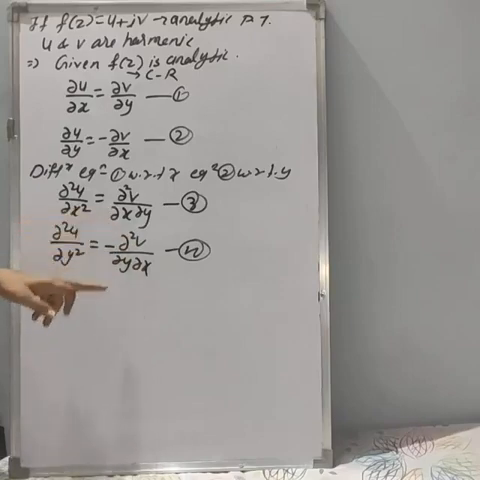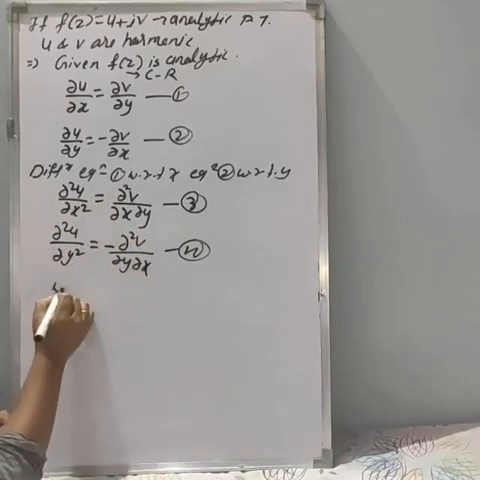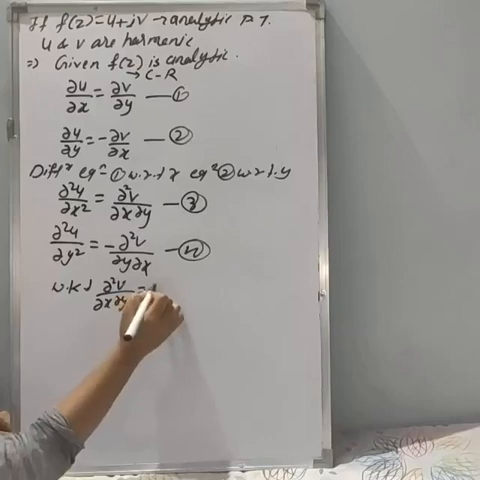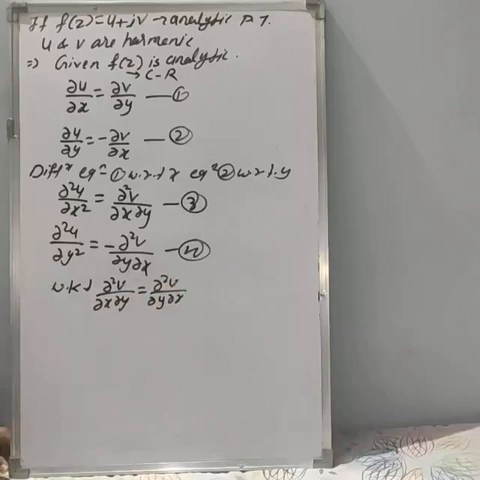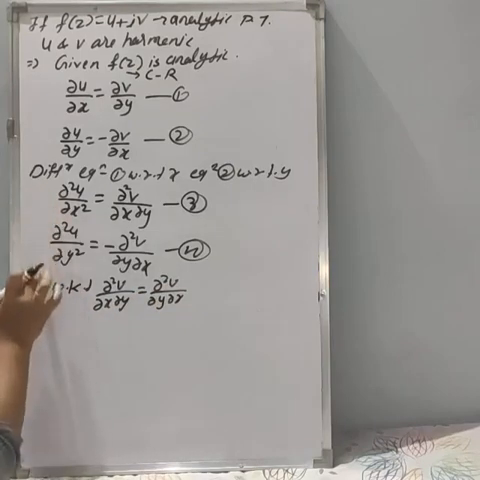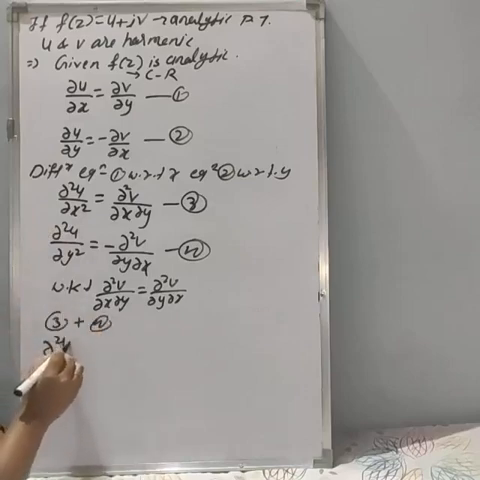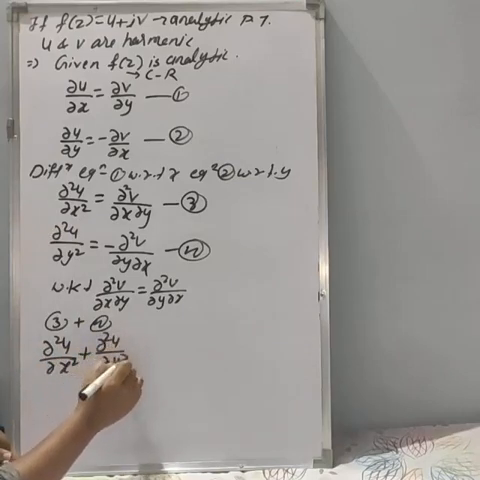Both are equal. With respect to any function, if you find the second order derivative with respect to x and y, and y and x, the two mixed derivatives are equal. So using that result, ∂²v/∂x∂y is equal to ∂²v/∂y∂x, and we can equate these two. If you consider equation 3 plus equation 4, what you will get is ∂²u/∂x² plus ∂²u/∂y², that is the LHS.